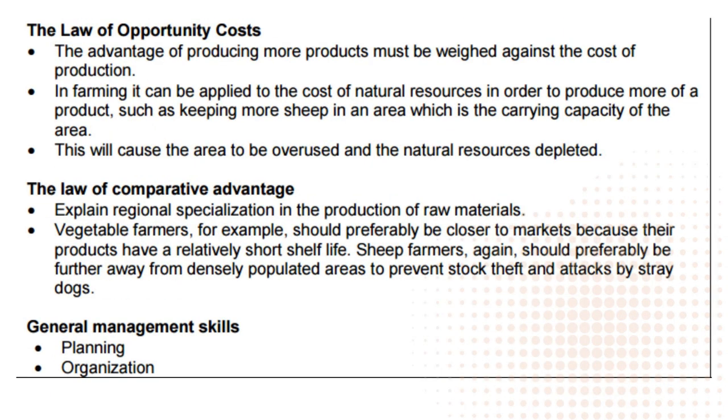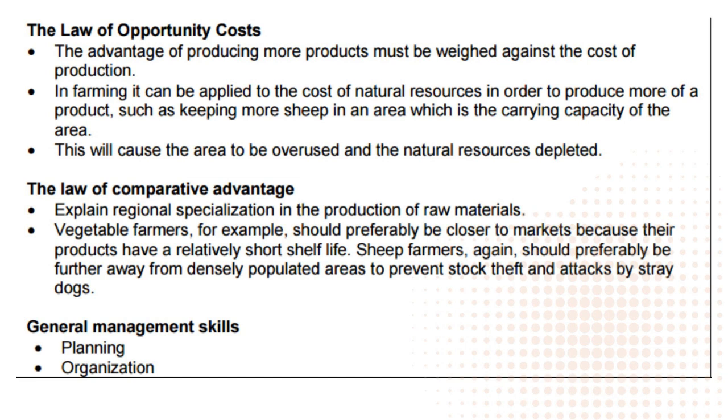The law of opportunity costs. The advantage of producing more products must be weighed against the cost of production. In farming, it can be applied to the cost of natural resources in order to produce more of a product, such as keeping more sheep in an area than the carrying capacity of the area. This will cause the area to be overused and the natural resources depleted.